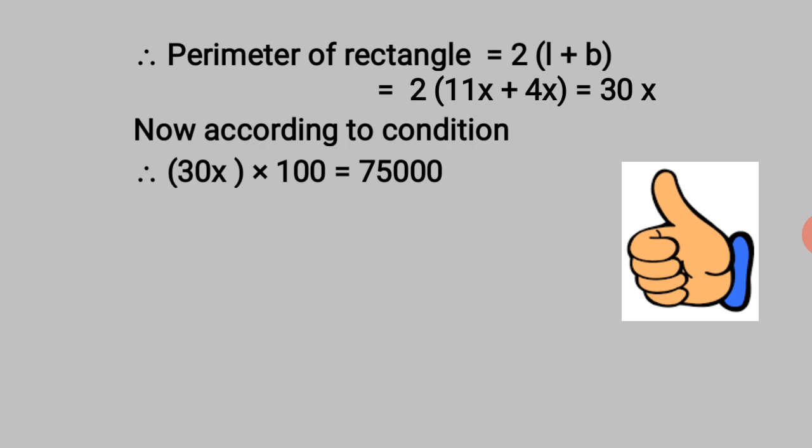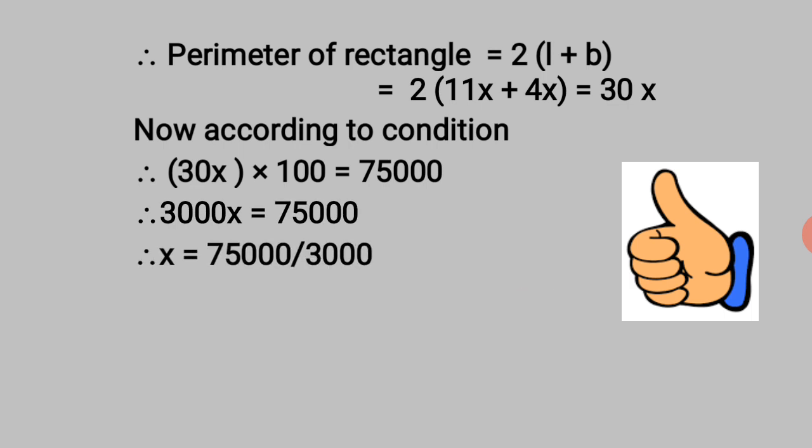So 1 meter costs 100 rupees. So for 30x length, that is the entire length, it will be 30x multiplied by 100 and the total cost is 75,000. So the statement is 30x multiplied by 100 equal to 75,000. Solve it. Get the value of x. x comes out to be 25. This is your common multiplier.